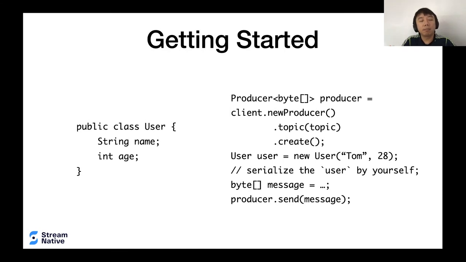Pulsar is a messaging and streaming system. It provides a pub-sub interface for people to produce messages. In a common use case, people produce structured data, structured events, into topics. What people usually do is write their own serialization using a serialization library to serialize a class into a byte array and produce that as a byte array. This is a typical way people use a message bus for producing and consuming messages.